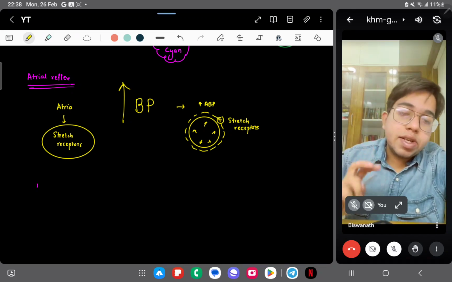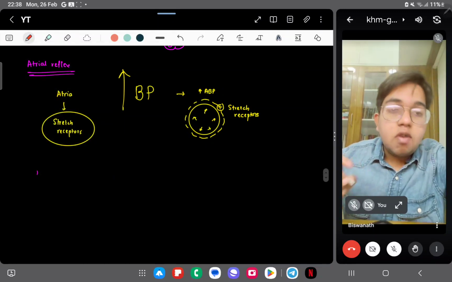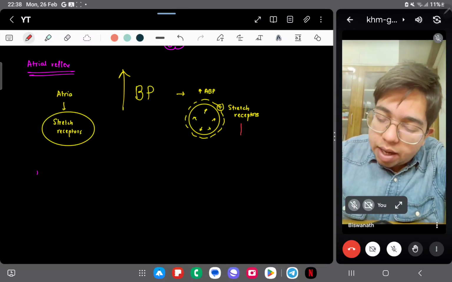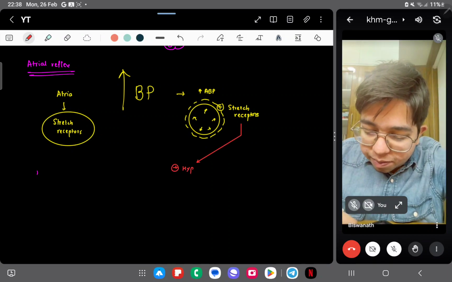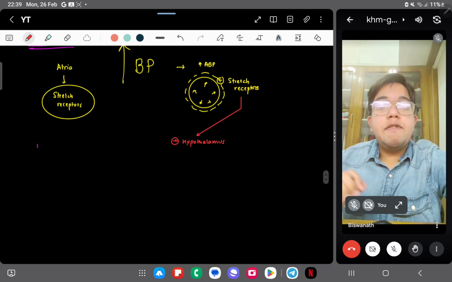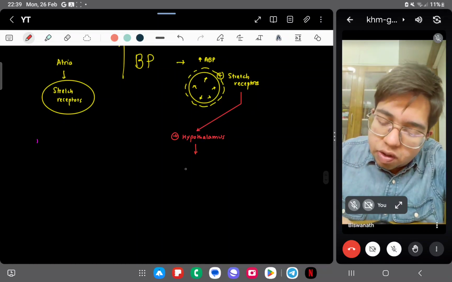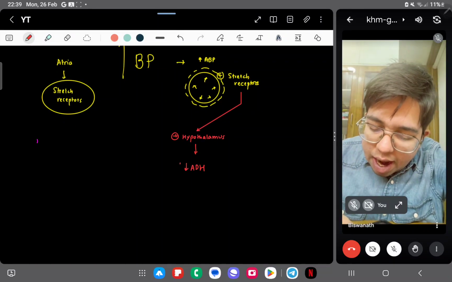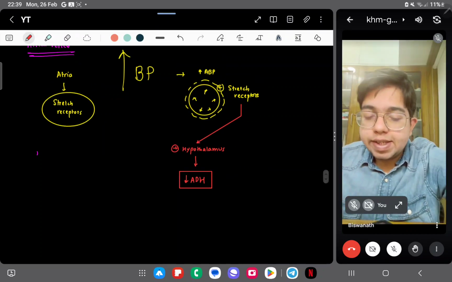The stretch receptors have two functions. One function, it will affect the hypothalamus. First thing, it will give the signal to your hypothalamus. And if the hypothalamus is stimulated, it will decrease the ADH. Do you know ADH? Antidiuretic hormone. What it will do, we'll see.